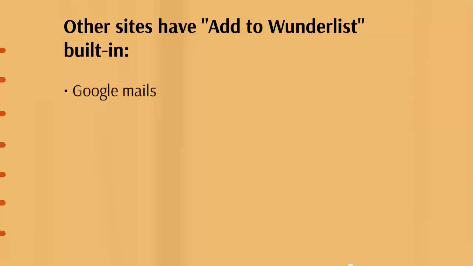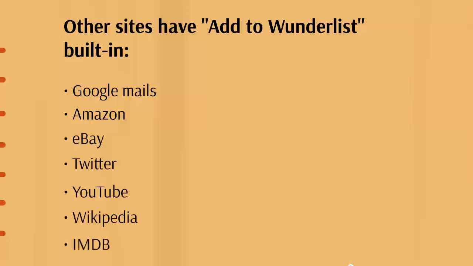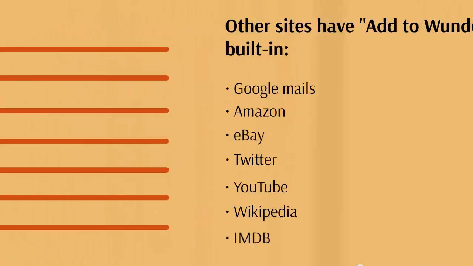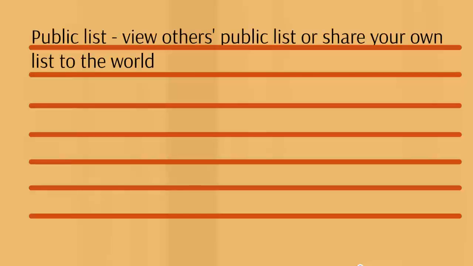Now, other sites that have add to Wunderlist built in are Gmail, Amazon, eBay, Twitter, YouTube, Wikipedia and IMDb. So the nice thing about that is it allows you to integrate what you're using in your day-to-day lives into Wunderlist. And Wunderlist is growing and it's really big, and it's getting integrated into all sorts of platforms, which just makes life easier for you in the long haul.